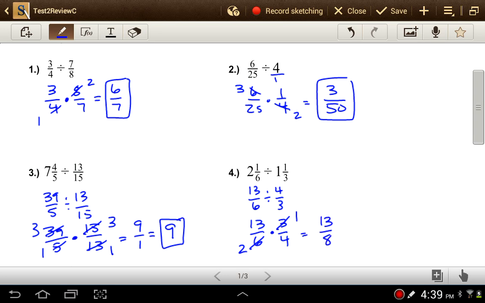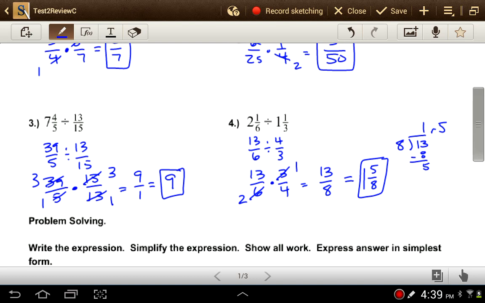I'm going to write that as a mixed number. If I'm going to show my work for that, you're going to do this. 8 goes into 13 once. Subtract, there's a remainder of 5. So that's 1 and 5/8. That's how you do the first 4 problems. Okay, I'm going to move on to the problem solving.